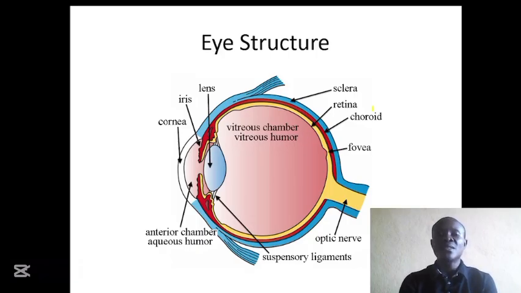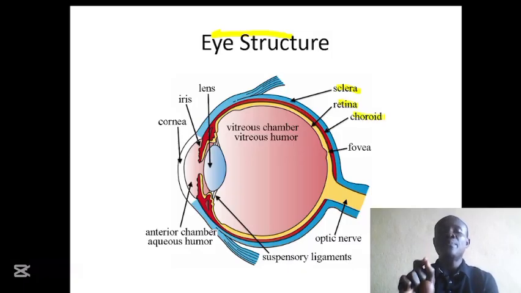Now let's start with the first organ that we named, that is the eye. We are going to talk about the structure of the eye and how it enables us to see. The eye has three layers, which are the sclera, the retina, and the choroid.